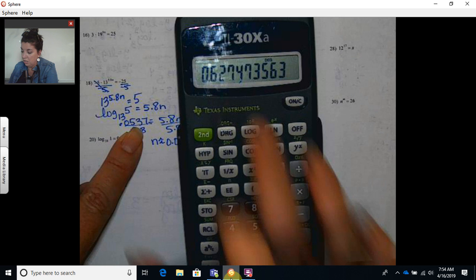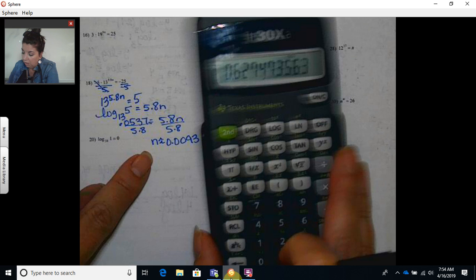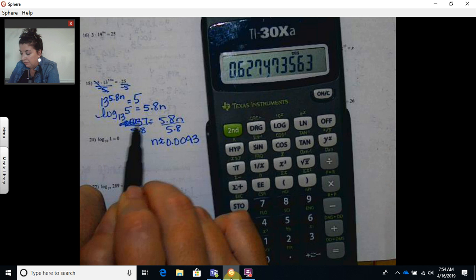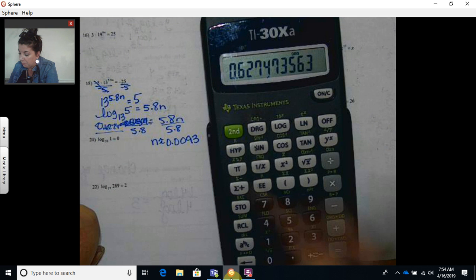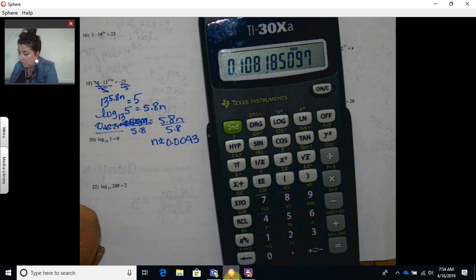So, why do I gotta mess up? I'm making a video. So that number, 0.6274, divide that by 5.8. Is that what you got? Yeah. Okay. 0.1082.